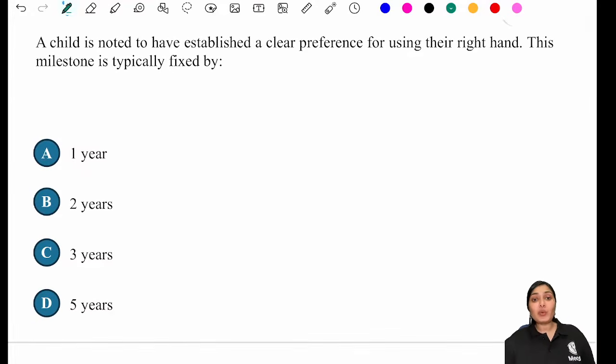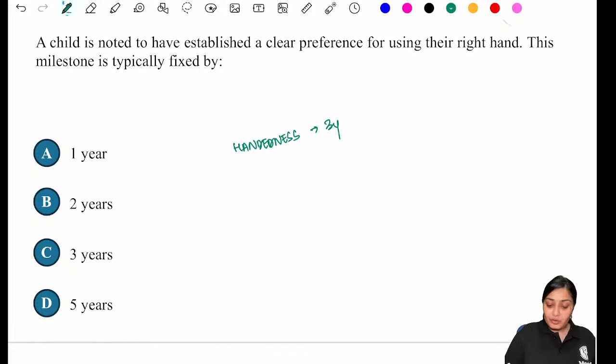A child is noted to have established a clear preference for using their right hand. This milestone is typically fixed by 1 year, 2 year, 3 year, 5 years. So my question is asking whether this child is right-handed or left-handed. Right? We all have a preference. Most of us are right-handed. Some of us are left-handed. So when does this handedness come? So remember the handedness, that is preference of one hand over the other, comes by 3 years of age.